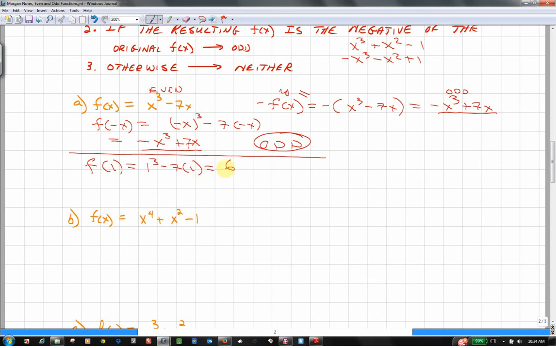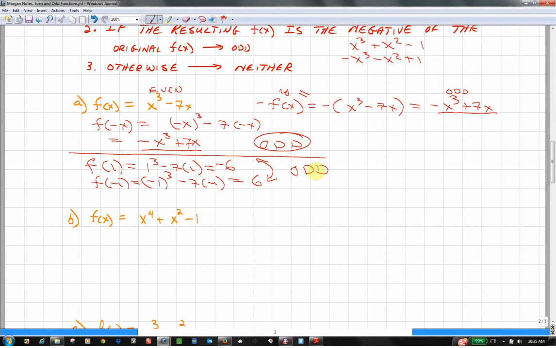If I put a negative 1, I get a negative 1 cubed minus 7 times a negative 1. That would be a negative 1 plus 7. Let's go back to the first: 1 cubed minus 7 is a negative 6. The bottom part would be a negative 1, and negative 7 times a negative 1 would be plus 7, so this would be a plus 6. Those two are the same value but opposite signs. That matches what I had done when I just used x's. It's odd.